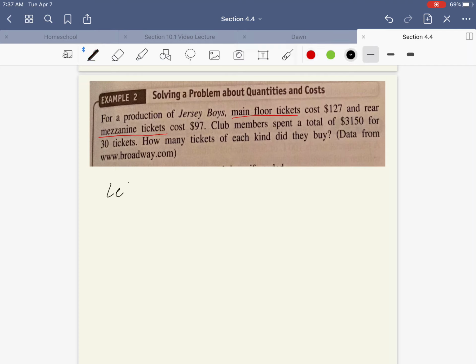So we will let X be the main floor tickets. And we will let Y be the mezzanine tickets. And I have a habit of always making the X the most expensive thing and then the Y the least expensive thing, in case I have to find the difference between the two, and you always want to subtract the smaller number from the bigger number. So I always do it that way.